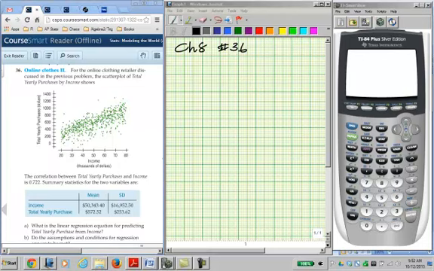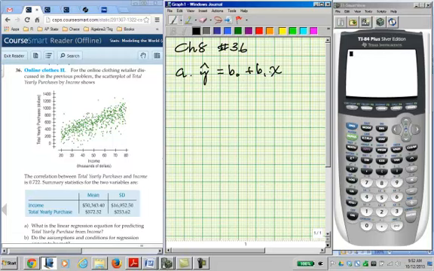So, what is the linear regression equation for predicting total yearly purchase from income? Well, they give us all the information we need to do that. So let's start with A. The general formula is estimated output equals B sub 0, which is the starting point, the y-intercept, plus B sub 1 times whatever the independent variable is. So the estimated dependent variable equals B sub 0 plus B sub 1 times the independent variable.